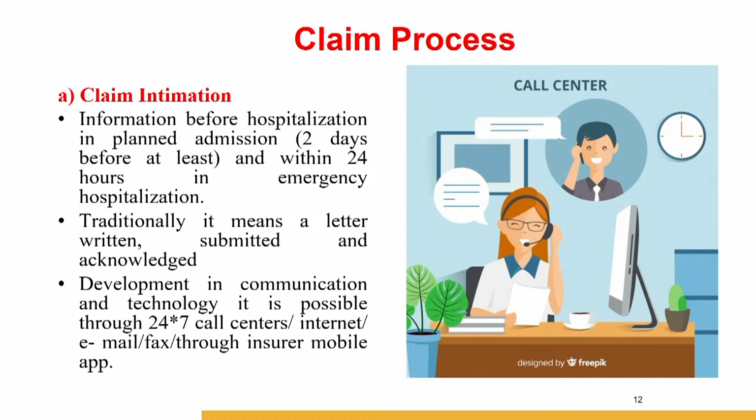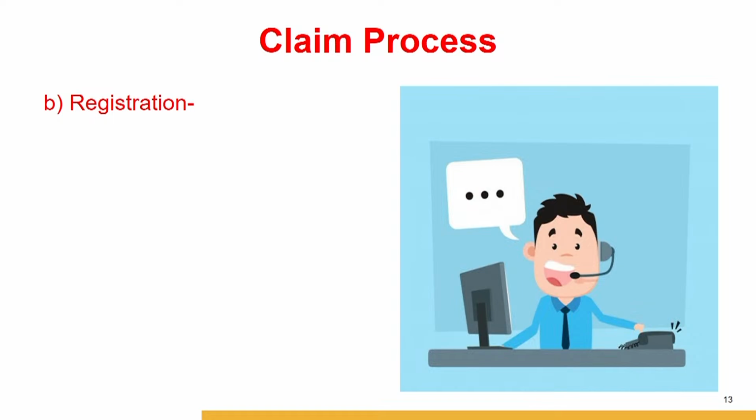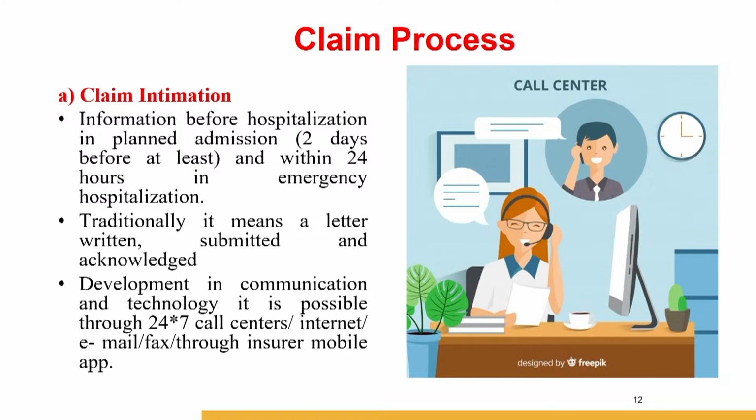or this planned admission, in that network hospital. I am going to plan that on such date the surgery will take place, or I will get admitted. And believe me, you will get the cashless even before you are admitted in that hospital. Traditionally it means a letter written, submitted and acknowledged. So you can intimate through mail, through your app, through phone, or you can write an application. There are n number of means through which you can intimate. You can intimate timely, that is important, and you will get acknowledged that your claim intimation has reached them.